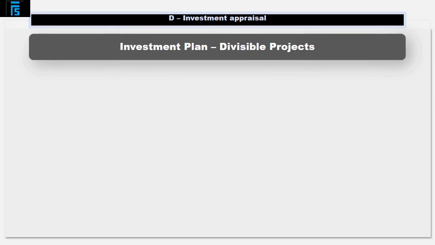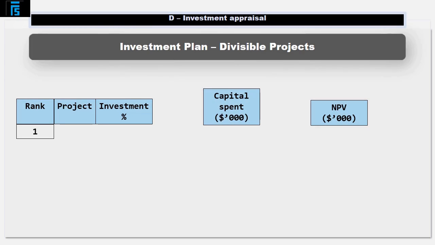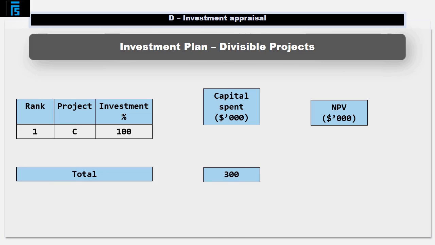Let's set up a pro forma for our investment plan. We'll start off at the top of the rankings and work our way down until we've run out of money. In total, we have $300,000 to spend. Let's put that at the bottom of our working. We can afford to do 100% of Project C as we have $300,000 to spend, and the full Project C only takes $125,000. That leaves us with $300,000 less $125,000 equals $175,000 left to spend.